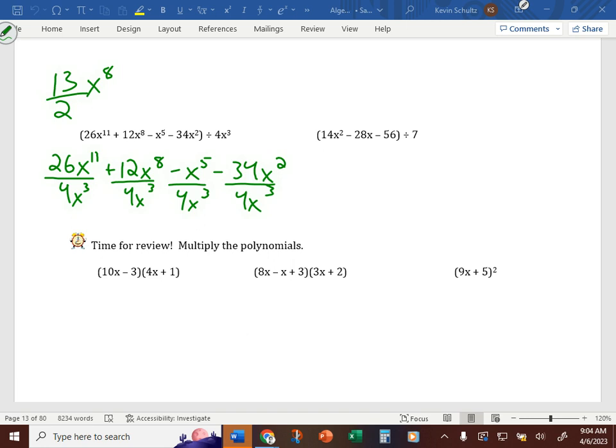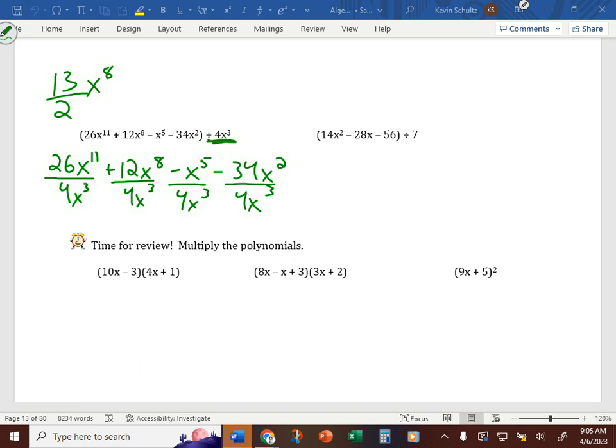12x to the 8th divided by 4x cubed. Who's confident? Maddie, I had a separate question. Go ahead. How did you get the 4x? It's what I'm dividing the whole expression by. Wait, what? We're on the second page. Oh, this one. Yeah, I was on the wrong one. Yes, that would be confusing. I understand now. Okay. 12x to the 8th divided by 4x cubed.